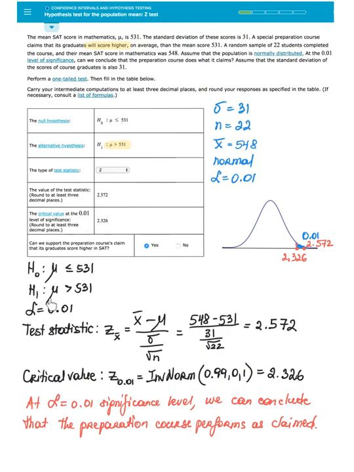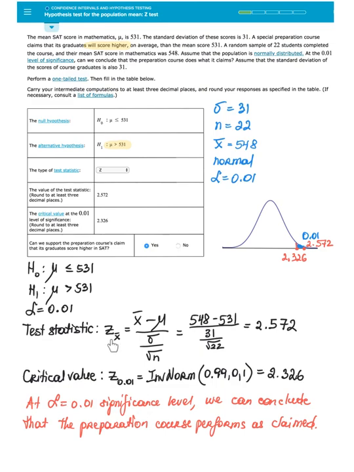So I stated it right here. Then I record my alpha of 1%. And the next thing that ALEKS is asking for is what type of test statistic it is. Well, because of the normality and because sigma is available, we're going to go with a z-test, and therefore z is my test statistic. Let's compute this test statistic.